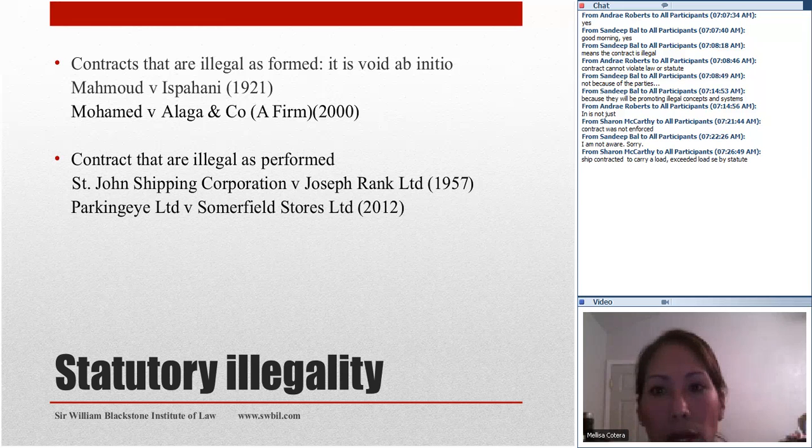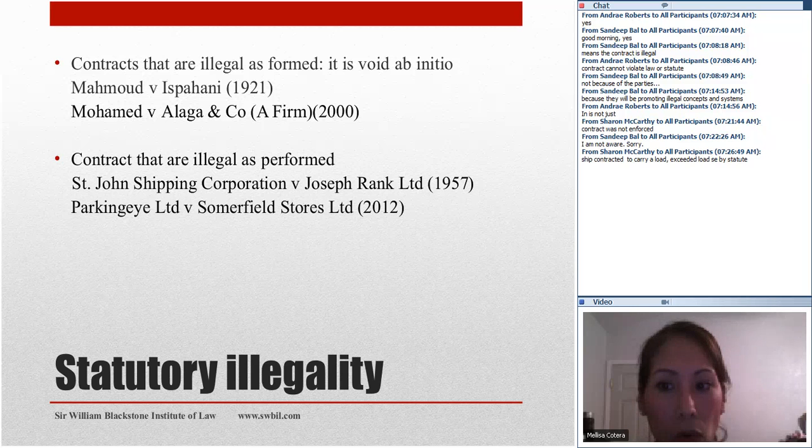Yeah, that's a good summary. Thank you, Sharon. Yes, in St. John Shipping Corporation, what happened is that a contract for the carriage of goods by sea was lawful in its formation, but performed illegally when the ship owner overloaded the ship carrying the goods. The overloading was a statutory offense, and the master of the ship was fined for this offense. The court held that the ship owner was entitled to recover the monies owed for the freight.